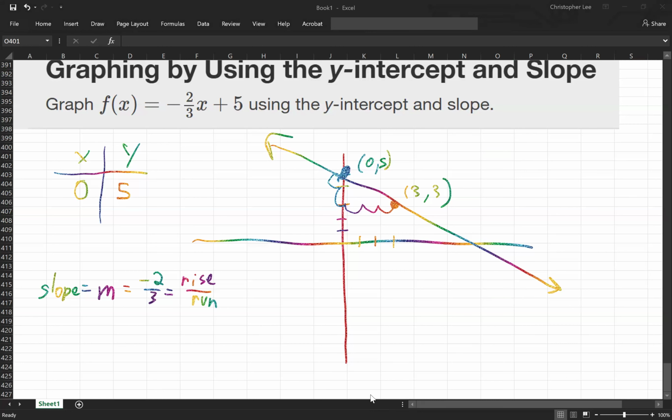Well, it depends on where you put your negative, right? If you put it in the numerator like I did, then you're going to go down, technically. If you put it in the denominator, it just changes things, but you're going to stay where you are.